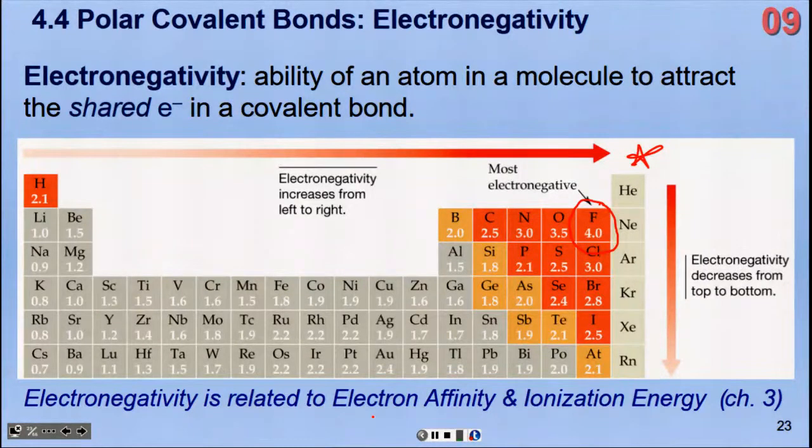Notice that the red ones on this chart are the ones with the highest values. They're all nonmetals. The metalloids are somewhere in between, and the metals are all gray. And the noble gases aren't even included because they have no ability to be in a covalent bond. So we're going to want to remember that electronegativity, and I'm going to give it a symbol, it's much easier than writing the entire name, will be highest for atoms and elements from the top right corner of the periodic table.